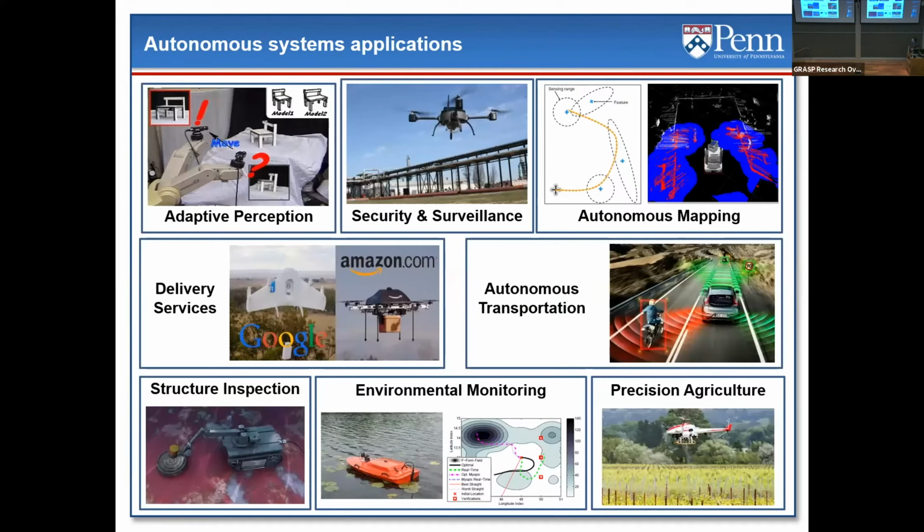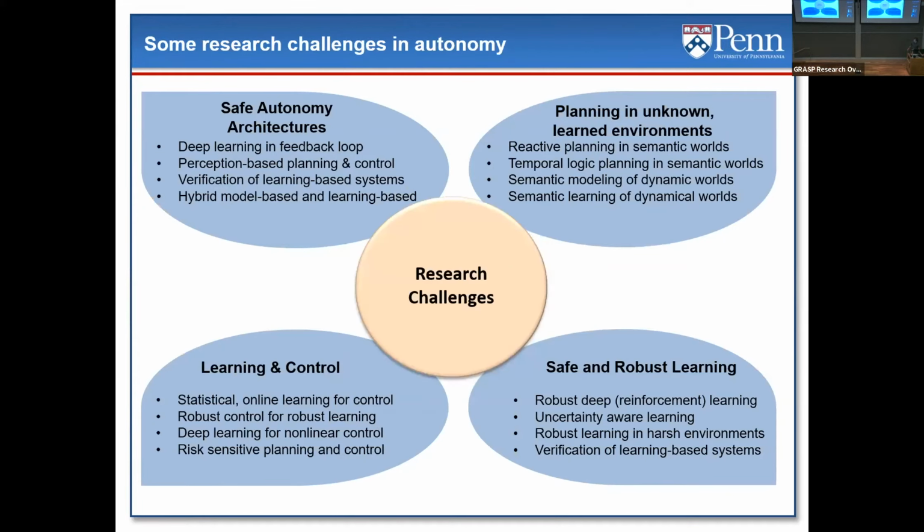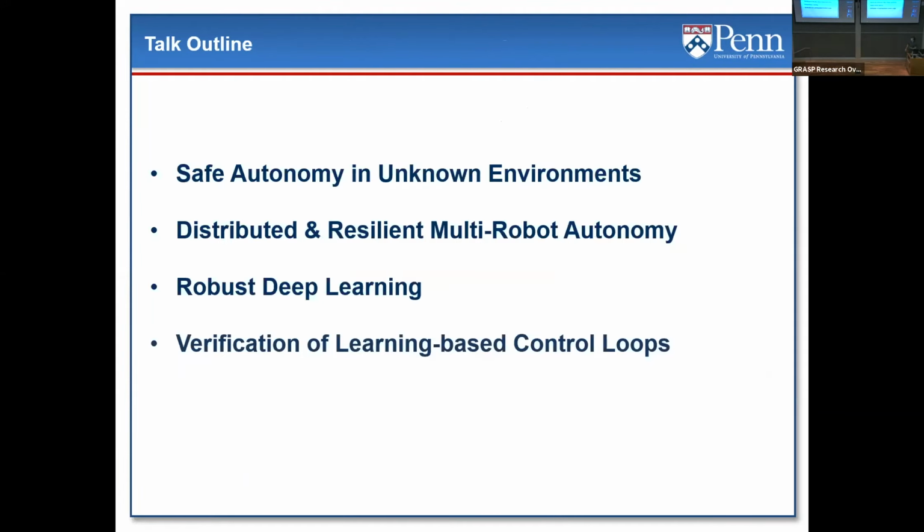Essentially, our work is mostly motivated by autonomy applications that may range from environmental monitoring and mapping to even security and surveillance. And of course, there are several research challenges that we have to address when it comes to ensuring safe autonomy in the real world, and some of them are listed on this slide. Of course, this is more of a biased point of view based on our work. But in this talk, I will very briefly go through the four main research directions that we're pursuing in our lab that are focused on ensuring safety, resilience, and robustness for autonomous systems.